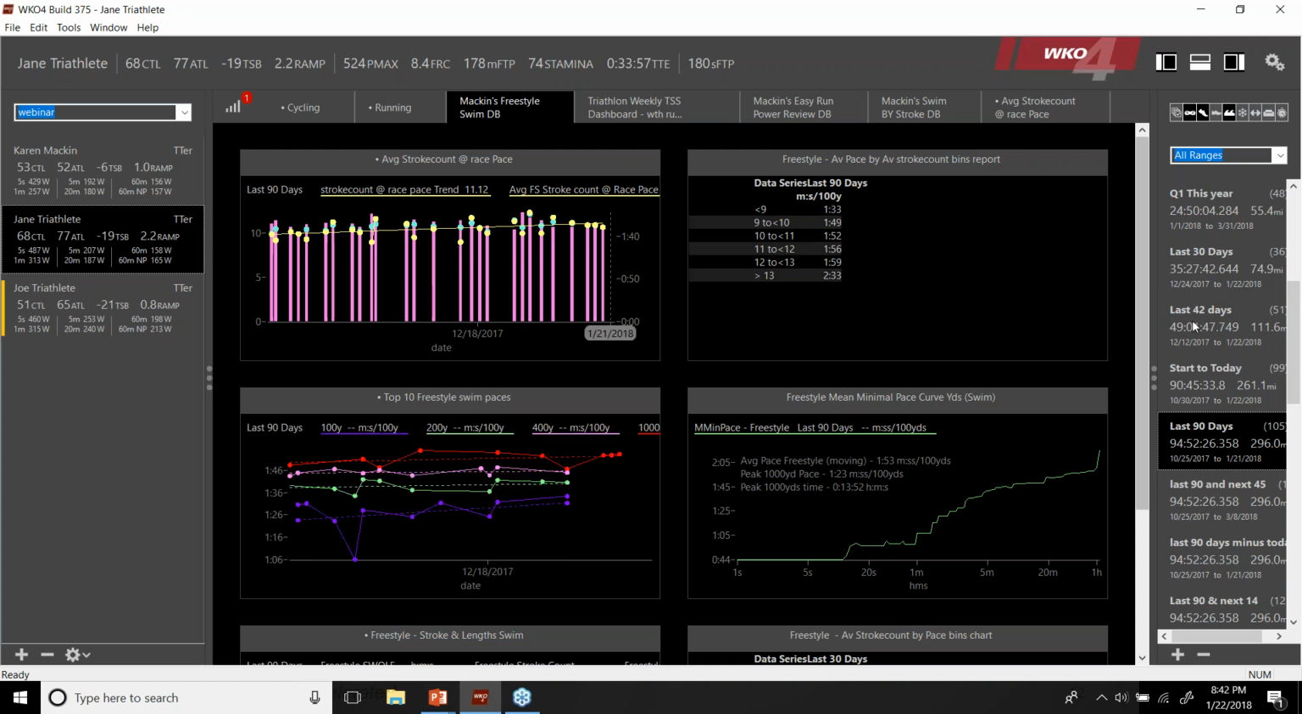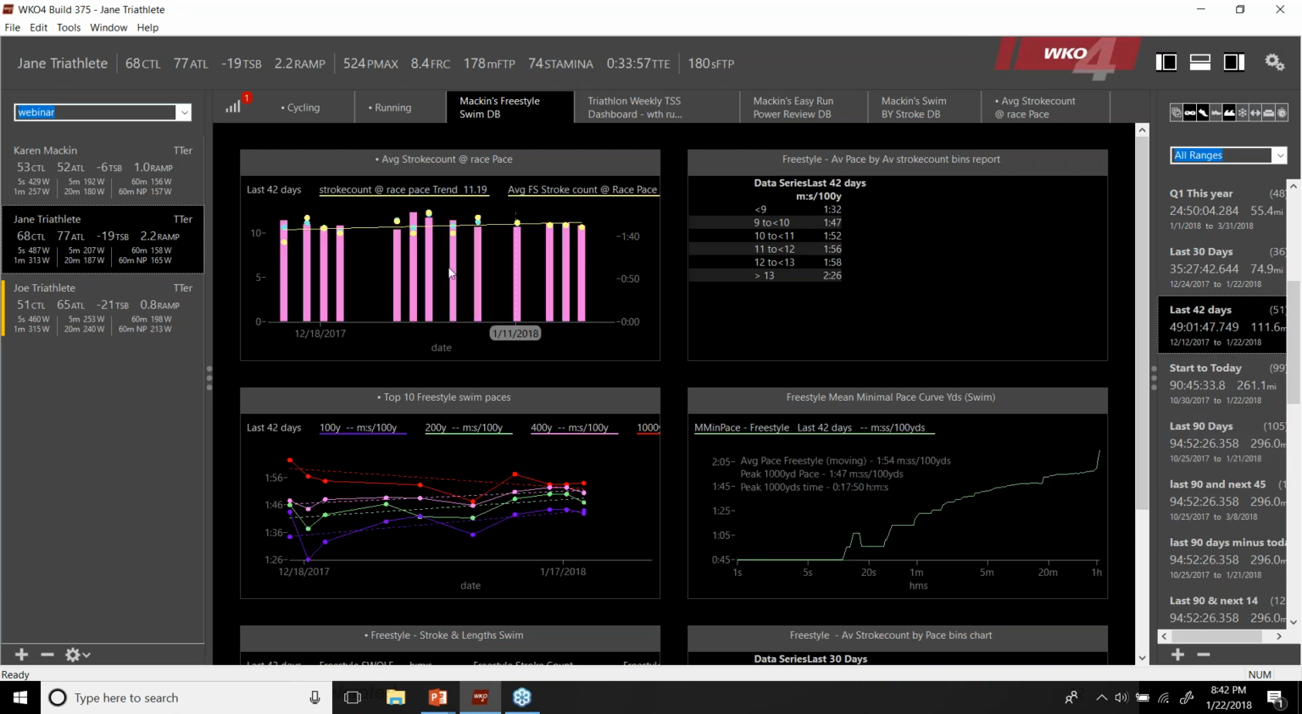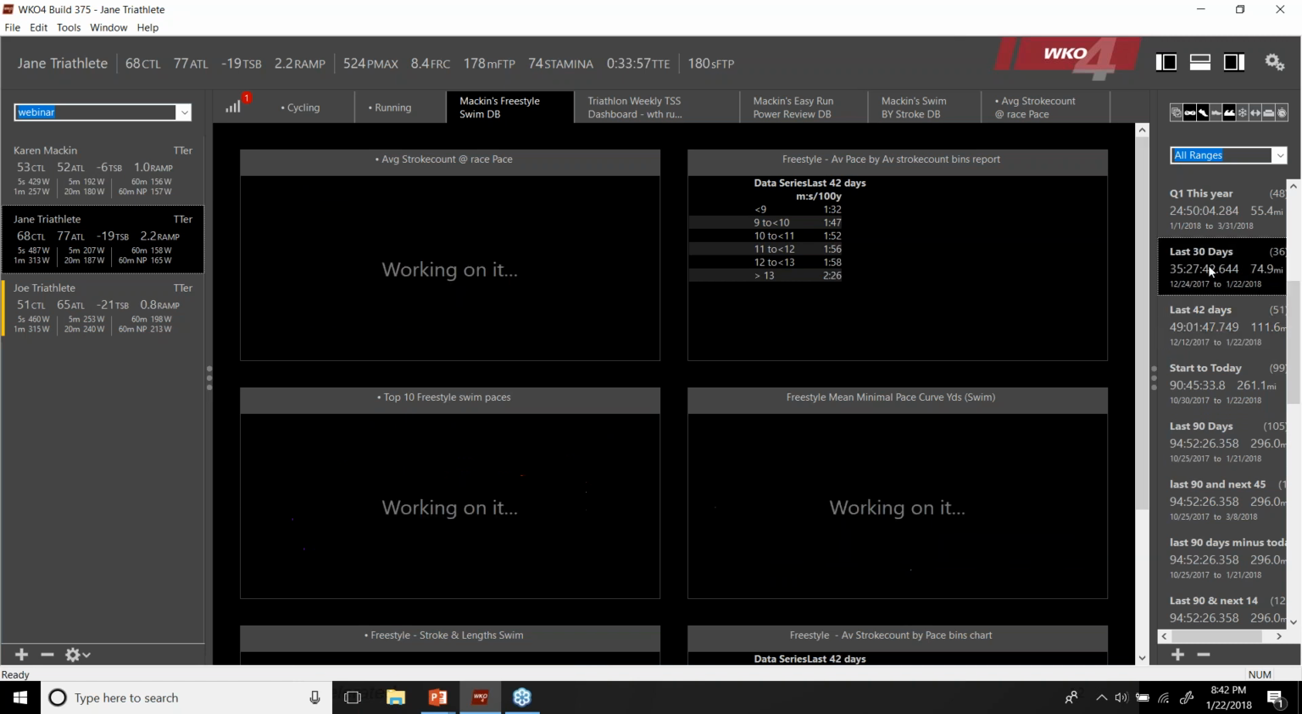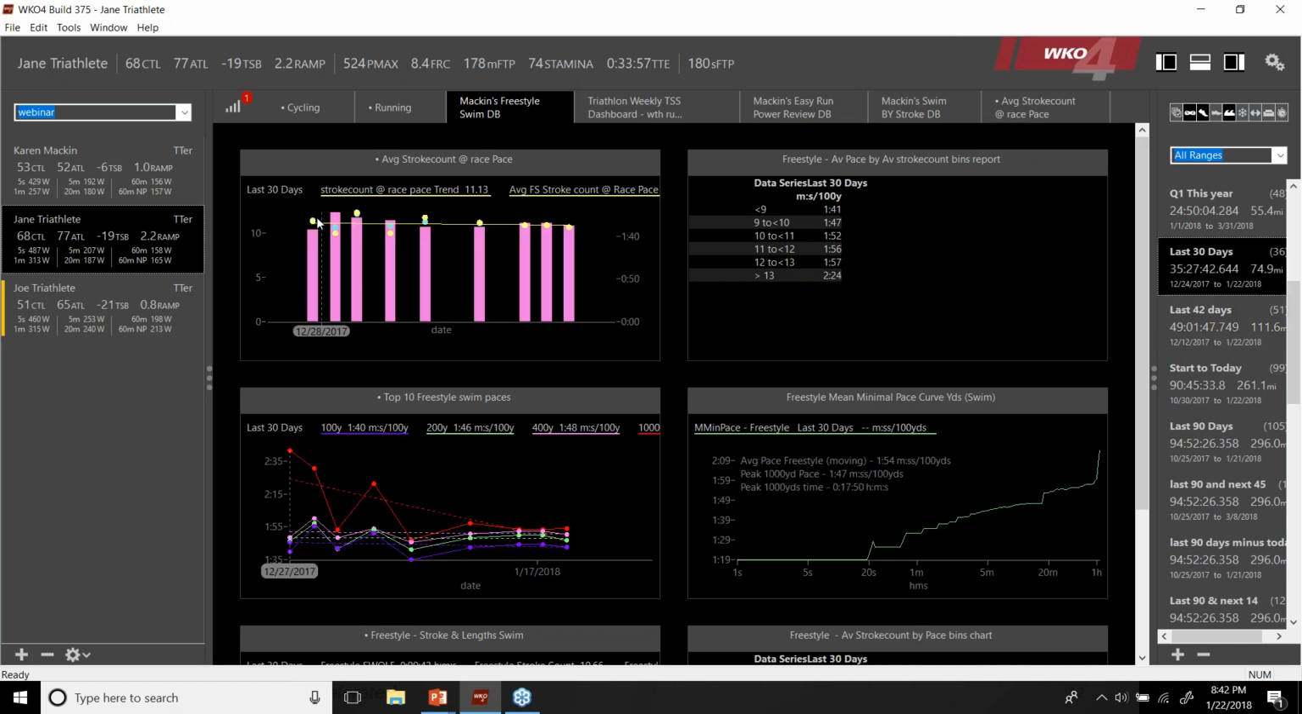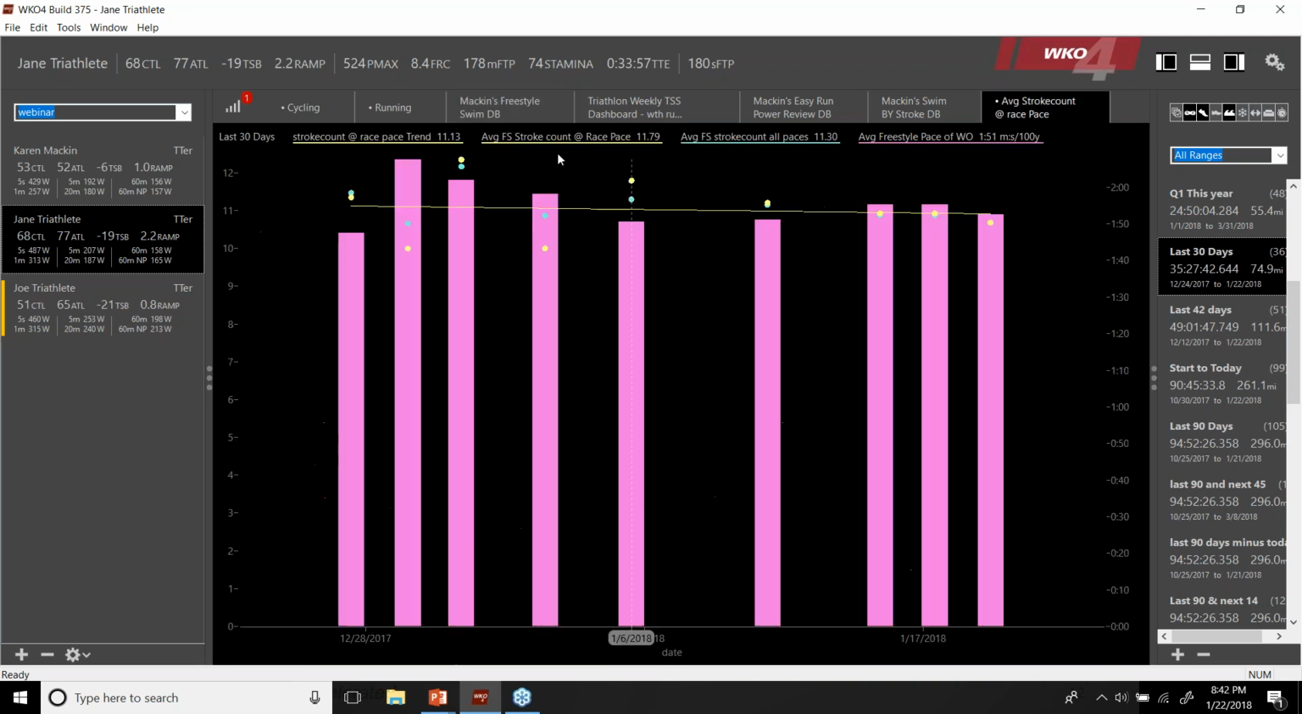Okay, there's the last 42 days. This is not exactly what, oh, it's actually the last 30 days, because that was when we started the work. So what this chart shows is, actually, you know what, I'm going to make this bigger so you can all see it and you can see all of the different things here.